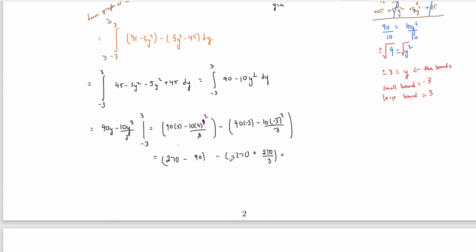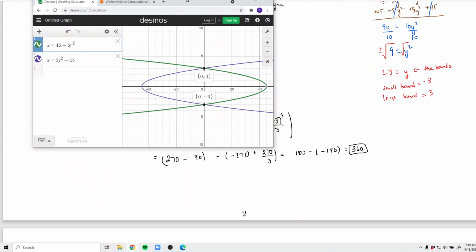And then we'll just continue simplifying. 270 minus 90 is 180, minus, and this is also 90, so negative 270 plus 90 is negative 180. And double minus gives us plus 180, so 180 plus 180 is 360. And that's exactly what we get in Wolfram Alpha, I'm sure you can do this as well. I'm not going to type it in. You can check it yourself if you'd like.